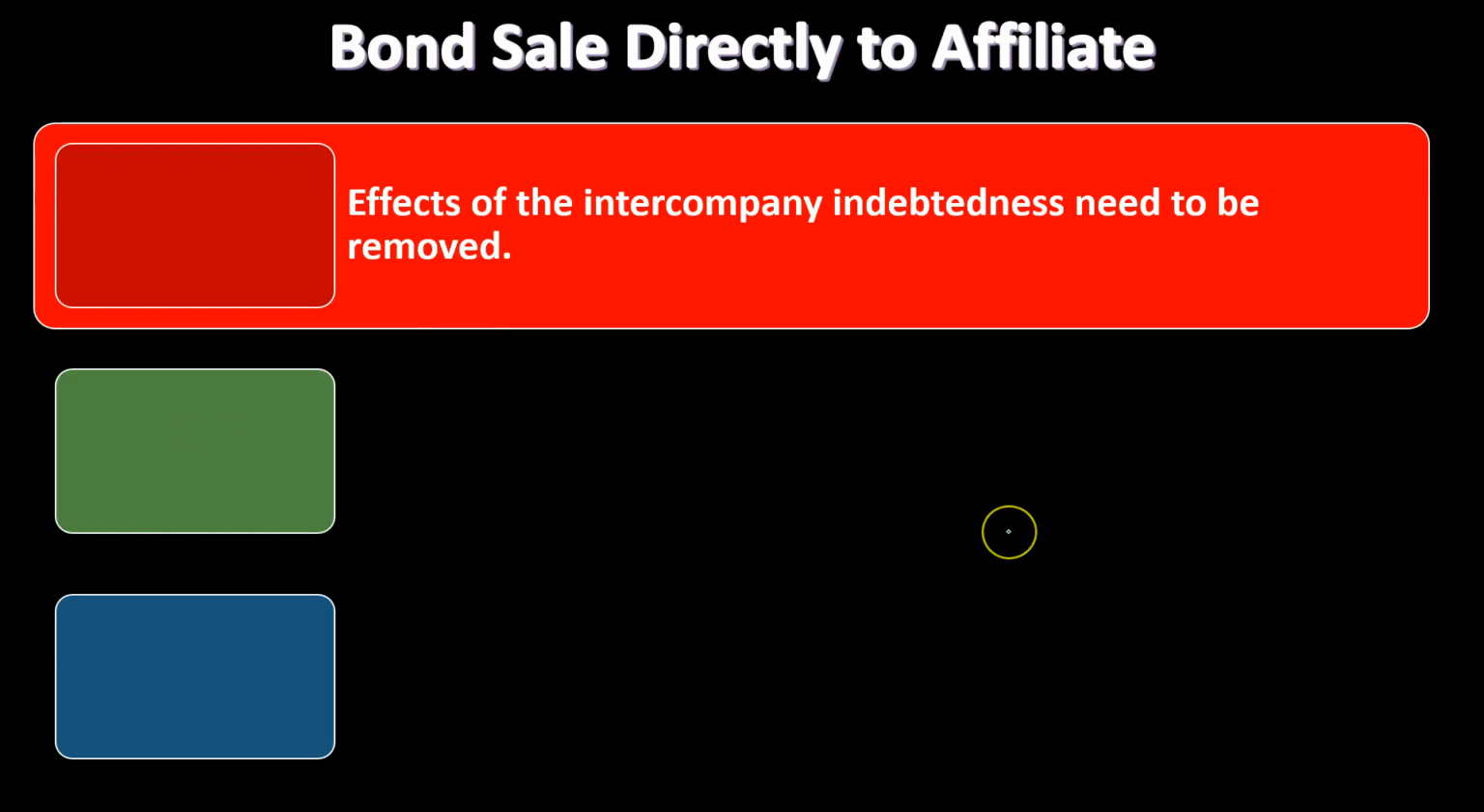So we have the bond sale directly to an affiliate. So what if we had a bond sale directly to the affiliate? That's going to be the more simple case. We have that direct transaction. Effects of the intercompany indebtedness need to be removed.